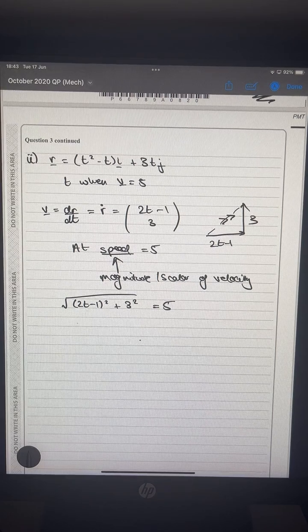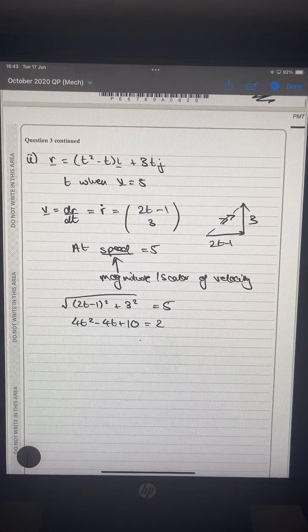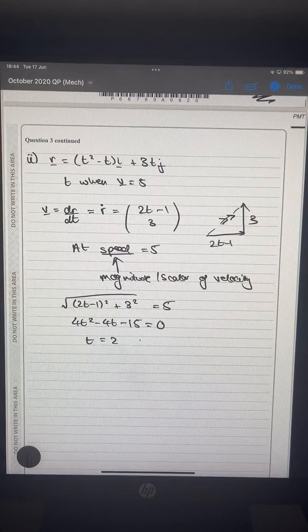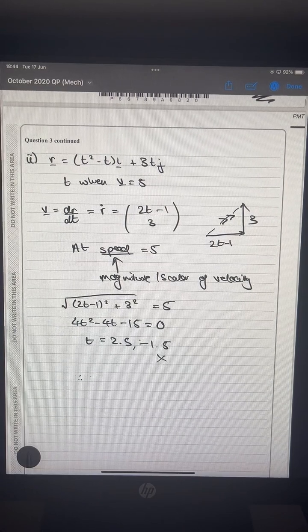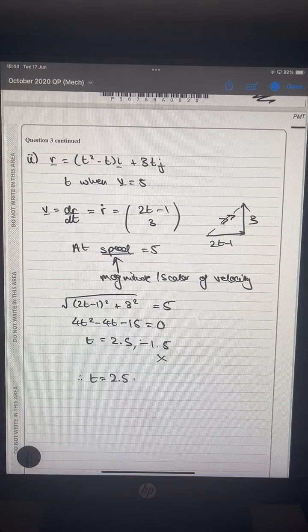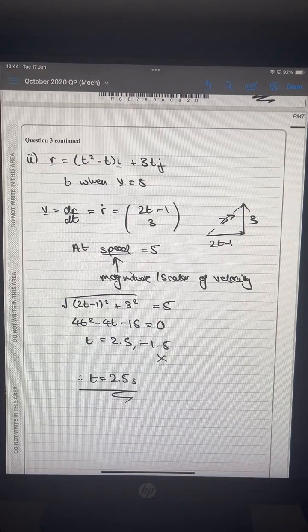So if I square both sides and expand this out, I get 4t squared minus 4t plus 1 plus 9, which is 10. That's equal to 25. And if I subtract 25 from both sides, I get 4t squared minus 4t minus 15 equals 0. And then I solve for t. t is 2.5 or negative 1.5. Shocker. Again, I've got a negative value. So therefore, t is going to be equal to 2.5 seconds. And that is how you do 6 marks right there. Not bad at all, in my opinion, for 6 marks. But yeah.